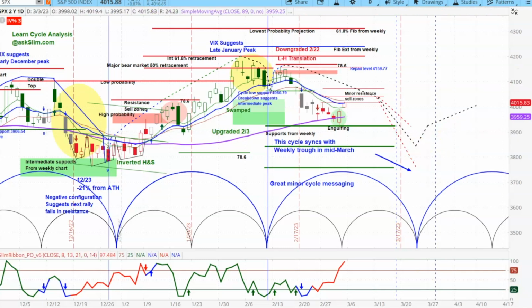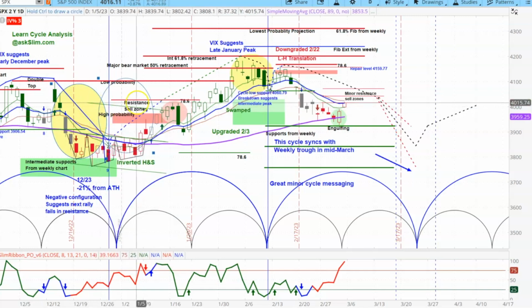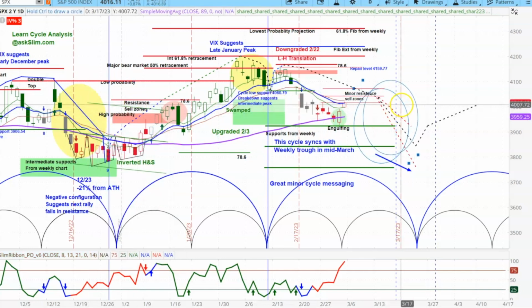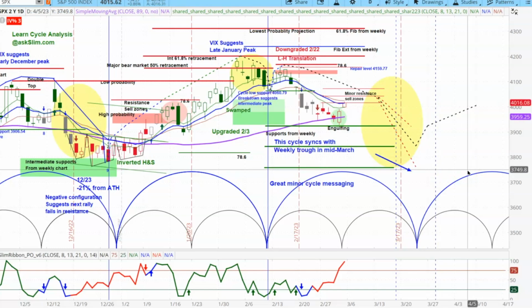So the next period of risk, which coincides with the weekly chart and that period of risk that we've been discussing, is right in this time frame right over here. So I'm just going to bring that yellow period right in there. That is the really significantly negative period.